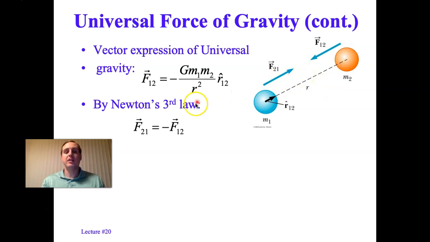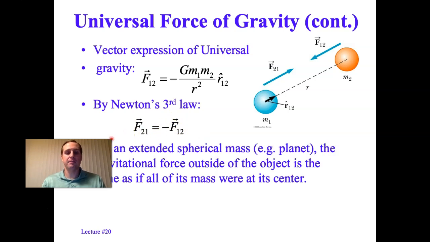Okay, now by Newton's third law, what do we note about these two forces? They're equal in magnitude, opposite in direction, so F vector 2,1 is equal to negative F vector 1,2. So equal size, opposite direction.